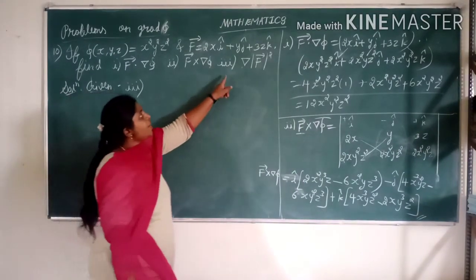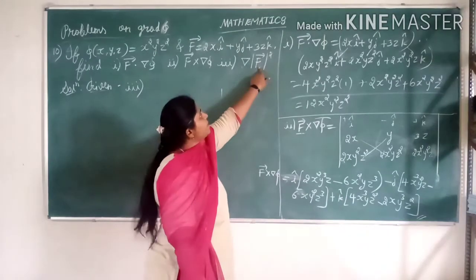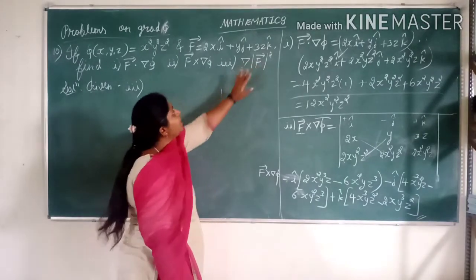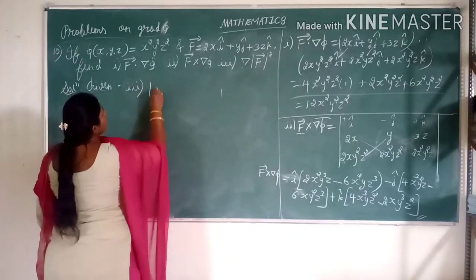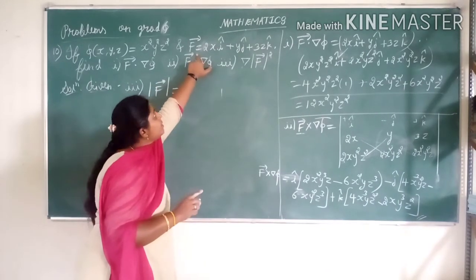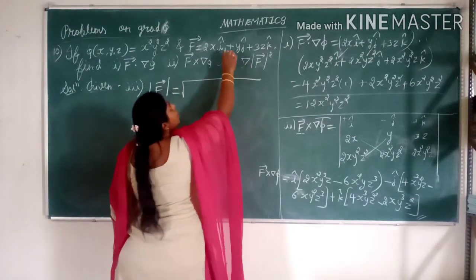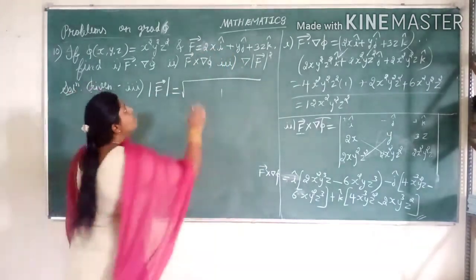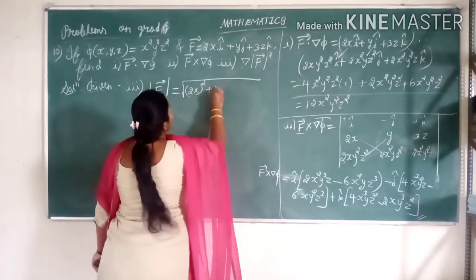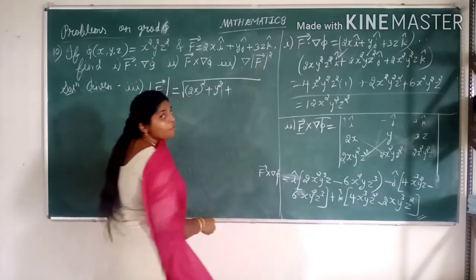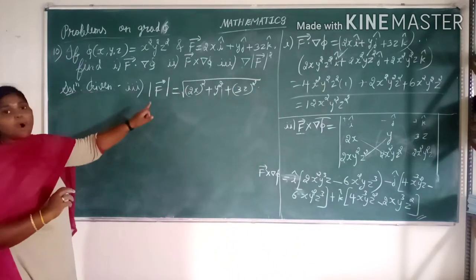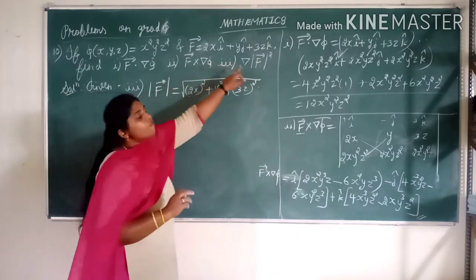Last one, you want to find out grad of modulus of vector f whole square. Before finding out the gradient of this function, you want to find out the modulus of vector first. Vector f is given. Clear? How to find out the modulus of any vector? The square root of i coefficient square: 2x whole square plus the j coefficient square, 1 square plus k coefficient square, that is 3z whole square. Next. But I need the value of the what? Modulus of vector f square.